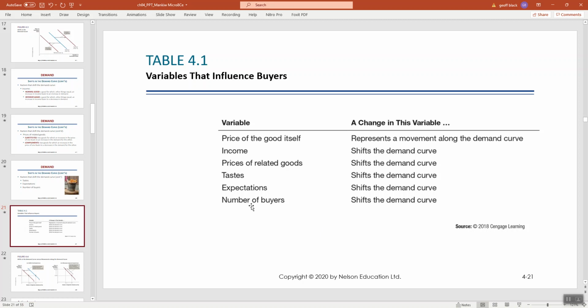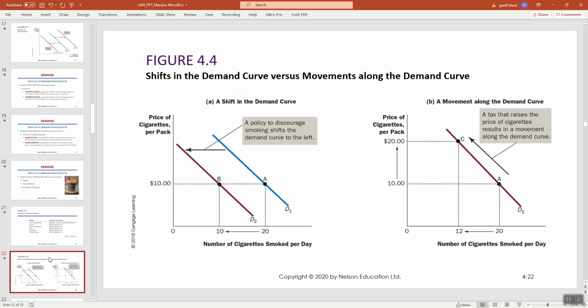That's basically what it's modeling. So these are all exogenous changes, or something occurring outside of the model. Okay? So let's do a couple of examples, make sure that this is sinking in. So let's look at some shifts in the demand curve versus movements along the demand curve.